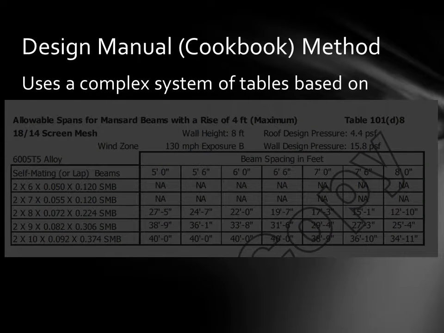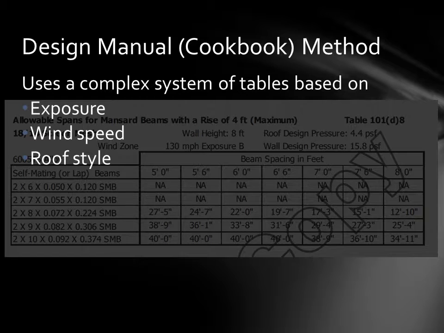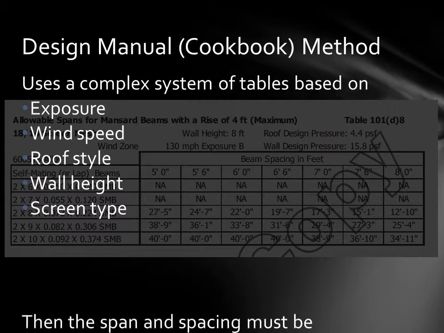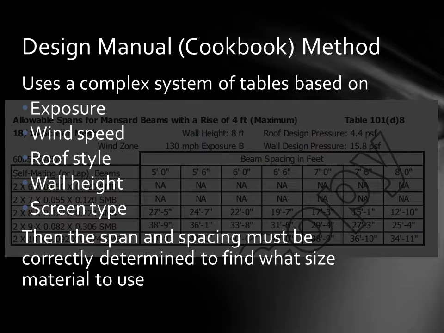These design manuals use a complex system of tables based on several factors: exposure, wind speed, roof style, wall height, and screen type. Once all these are known, the appropriate table can be found. And then the span and spacing must be correctly determined to find out what size material is to be used in the frame.